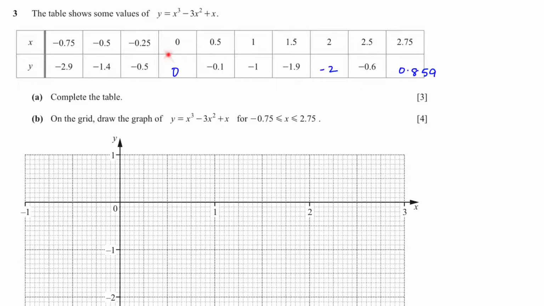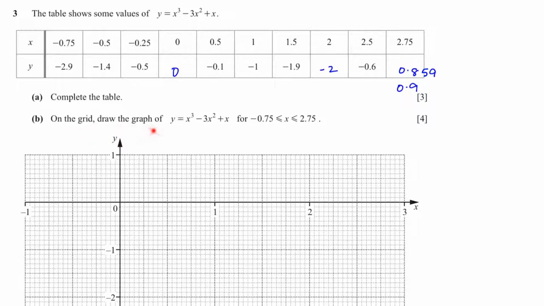So when x is 0, y is 0. When x is 2, y is -2. When x is 2.75, we get 0.859. It's difficult to plot like this, so round it to 1 decimal place, which will be 0.9.